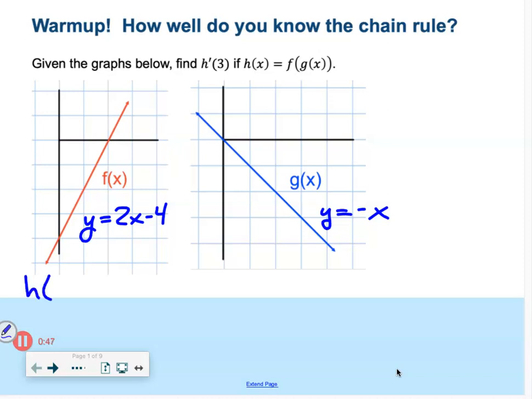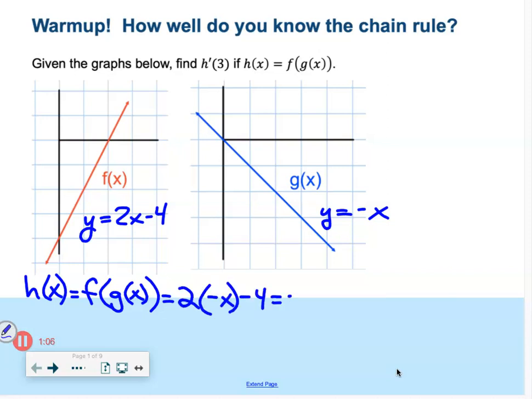So our h of x, which is f of g of x, means you take g and plug it into your x in your f function. So f of g of x would be 2 times negative x minus 4, or negative 2x minus 4. If I want h prime, it's negative 2, no matter where you are. So h prime of 3 would be negative 2, because h prime is a constant.